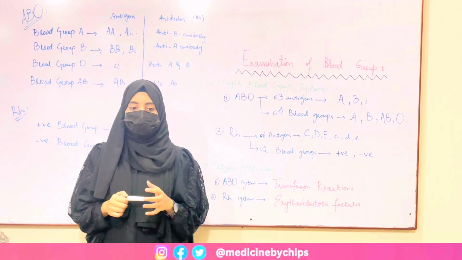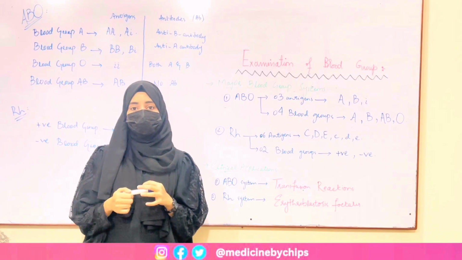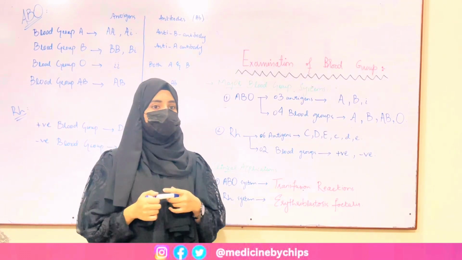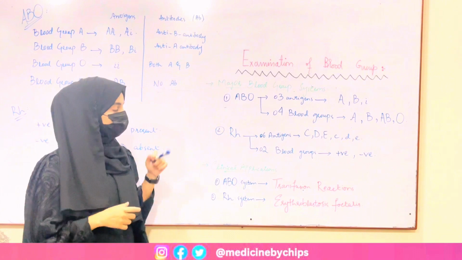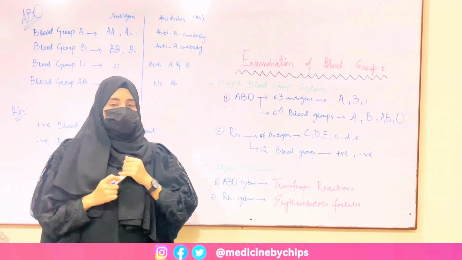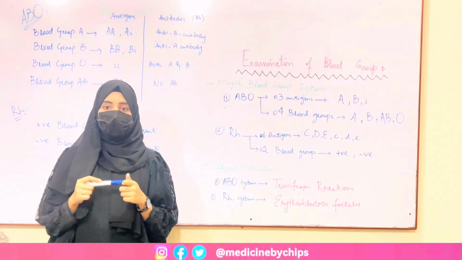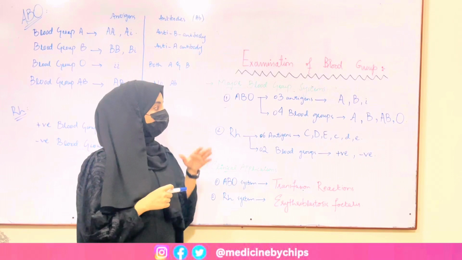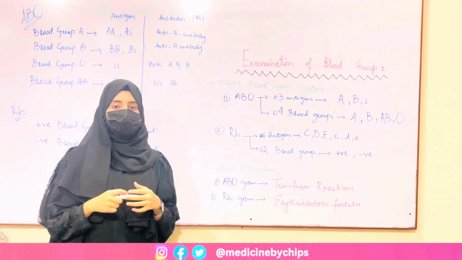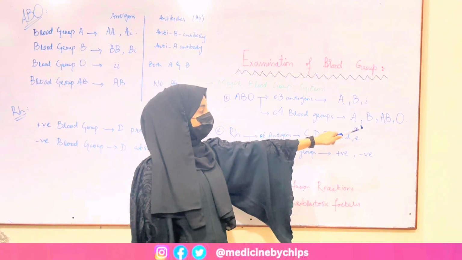According to these antigens, we have classified blood groups into several different types, but to our concern, the two most important systems are the ABO system and the RH antigen system. First of all, we are going to study the ABO system. In the ABO system, we have three major antigens: antigen A, antigen B, and antigen I. These three antigens together determine four blood groups: blood group A, blood group B, AB, and blood group O.